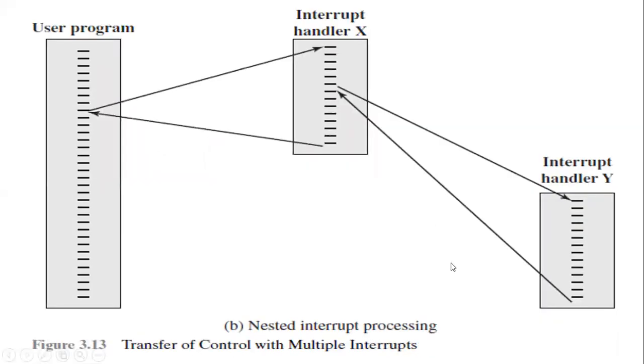Now, the next type is nested interrupt processing. Here again, two interrupts, interrupt X and interrupt Y, have occurred. Not exactly at the same time, but while processing the first interrupt X, the second interrupt has occurred. But as this interrupt is of higher priority, the first is suspended here. First, this interrupt is processed, and then the control will come back to handling the first interrupt. It will complete the handling of the first interrupt and again come back to your user program. This is called nested interrupt processing. And the interrupt handler will be suspended only if the new interrupt is of higher priority.